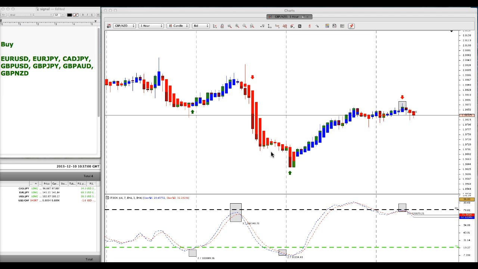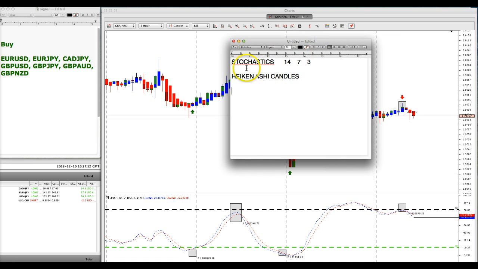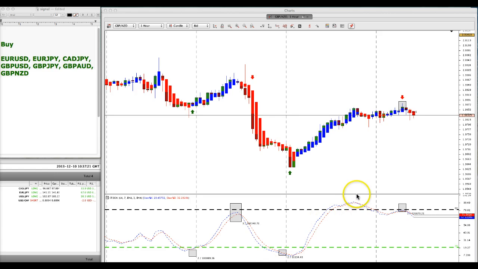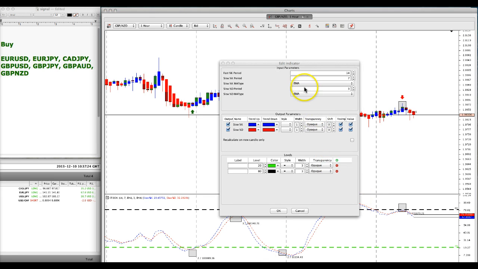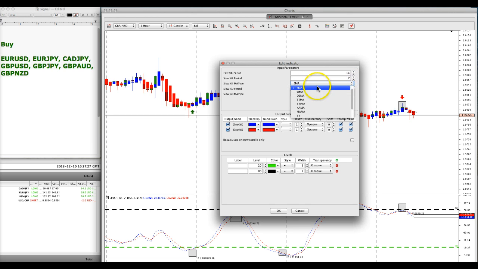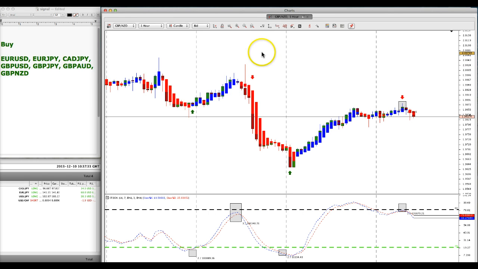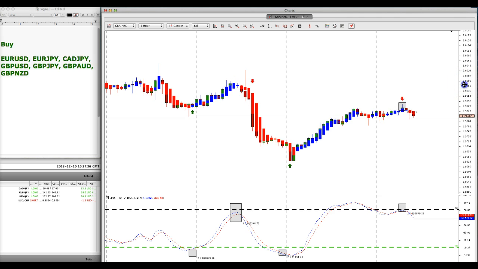The chart that you're seeing right now is a Heiken Ashi candlestick pattern with the stochastics indicator. I'm using the stochastics indicator 14, 7, and 3, exponential moving average, and Heiken Ashi candles. On these stochastics, very simple: I change it to EMA from SMA, and it's 14, 7, and 3. And I'm looking at a 1 hour chart. I'm just going to give you a short tutorial on how to use Heiken Ashi with the stochastics indicator.